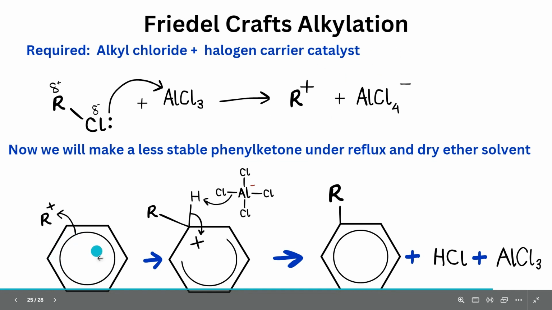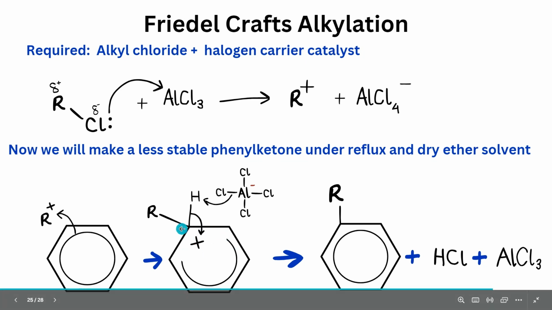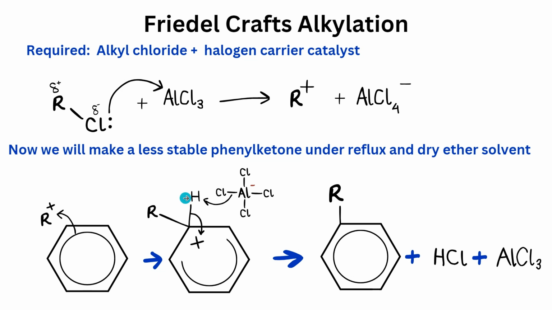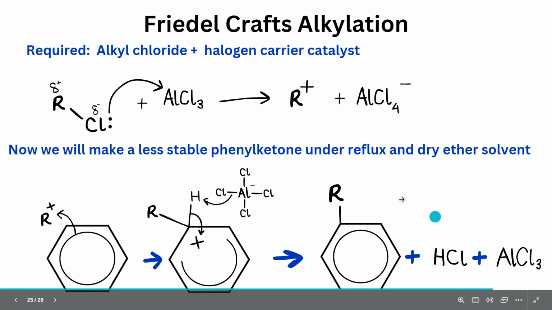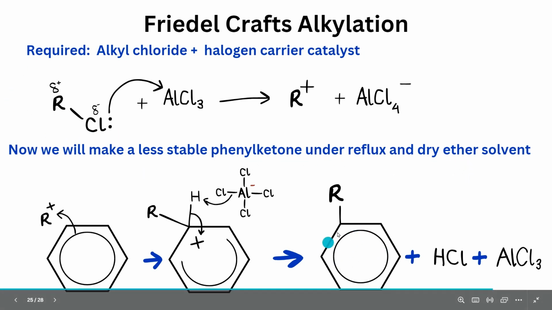This ring of delocalized electrons is attracted to this one, and two electrons move from here to form a bond with this, and two electrons from the CH bond move to neutralize this positive charge, and again this H plus that is going to form soon is attracted to this AlCl4 minus, a negatively charged molecule, and we form HCl, AlCl3, and this. Now, the second reaction after the generation of the electrophile occurs under reflux and a dry ether solvent. Now we make this alkyl benzene.